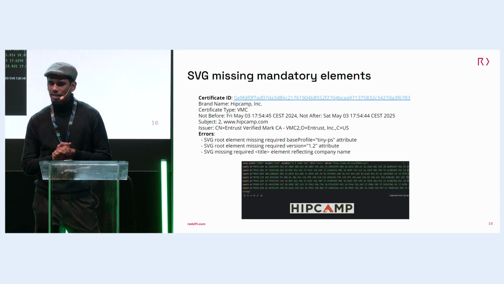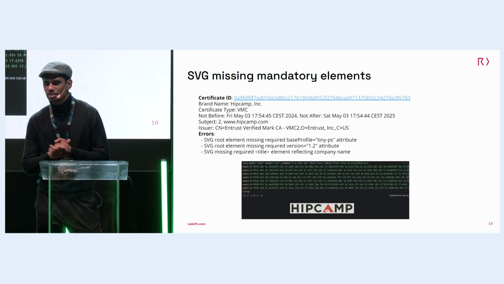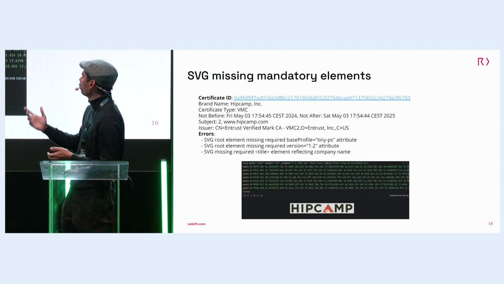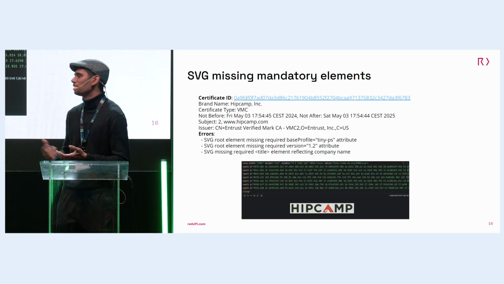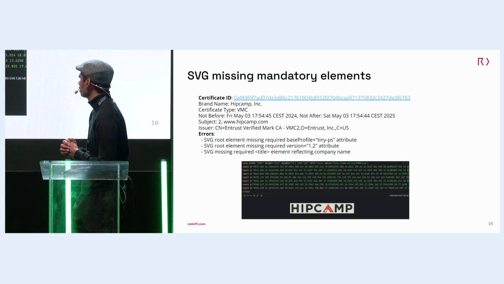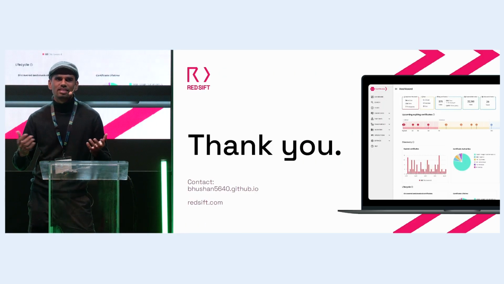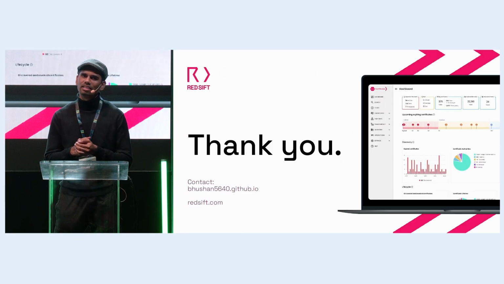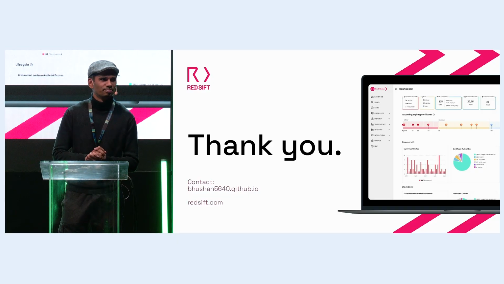This last one I have is missing a bunch of required elements from that embedded SVG, like the base profile or version or the title element, which is mandatory. So this is one example. And this is how certificate transparency is helping BIMI and the email security ecosystem. Looking forward to questions and discussion.